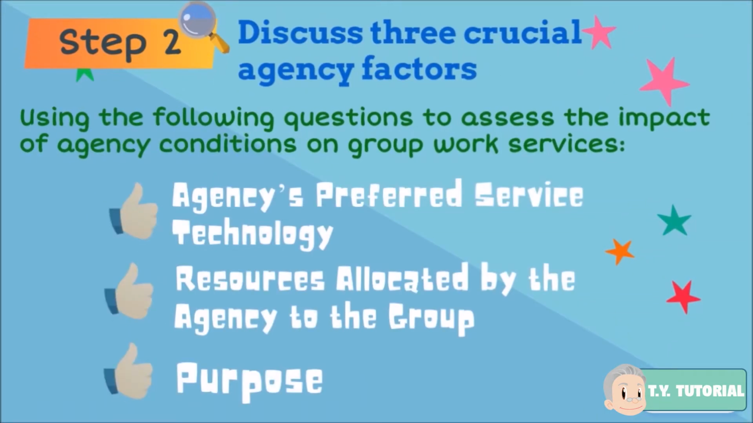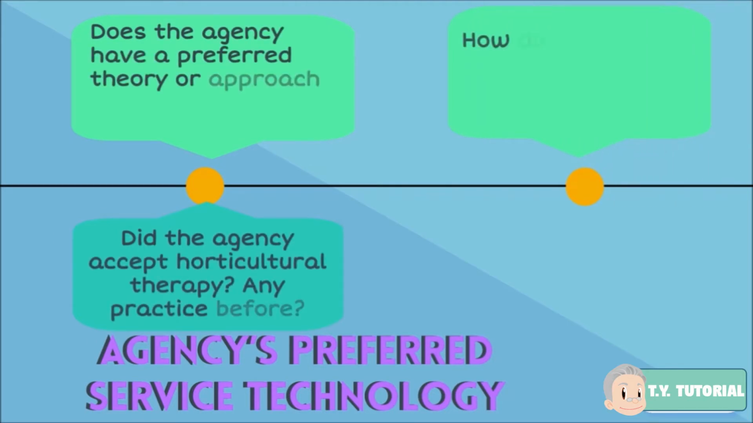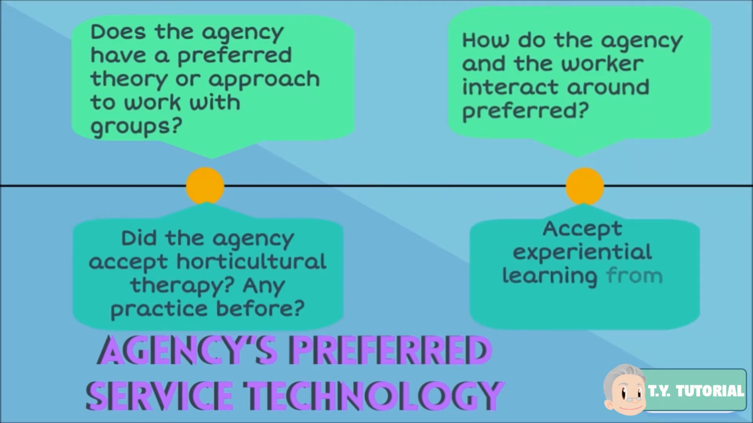Step 2, we will be using 3 questions to assess the impact of agency conditions on group work service. We could ask the following questions. Does the agency have a preferred theory to work on? For example, do they oppose the horticulture therapy?